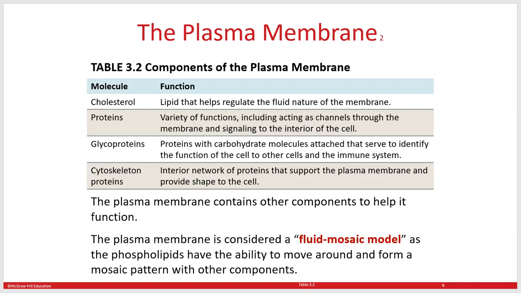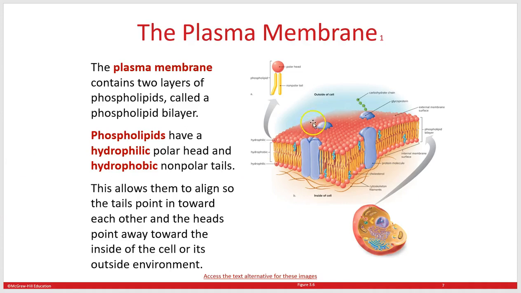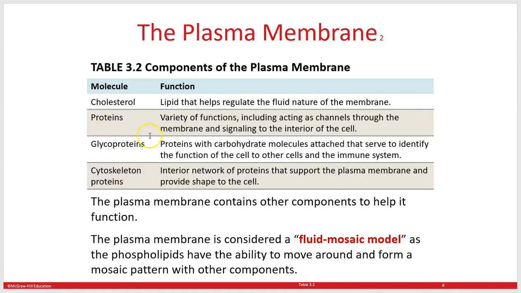The plasma membrane has cholesterol inside it. It helps to regulate the fluid nature of the membrane and keeps it stable at high temperatures and low temperatures. It's like antifreeze almost. There are proteins in there that act as little channels so that things can get across the membrane. There are glycoproteins that serve to identify the function of the cell to your immune system, and cytoskeleton proteins that help provide a shape to the cell. The plasma membrane is considered a fluid mosaic model: it's fluid because the phospholipids move around, and it's mosaic because there are a lot of components in there.